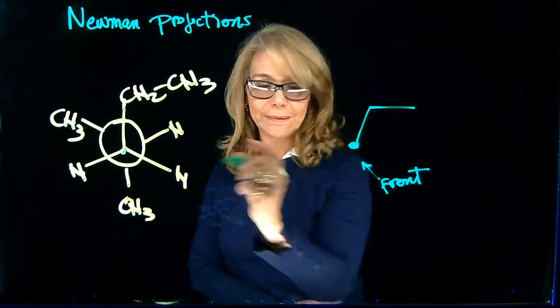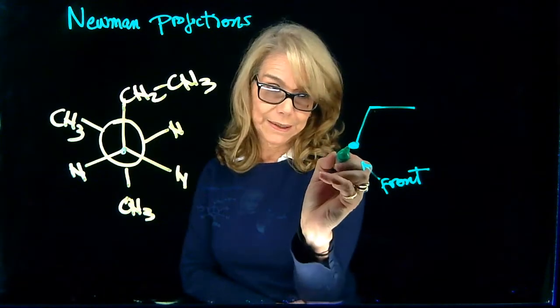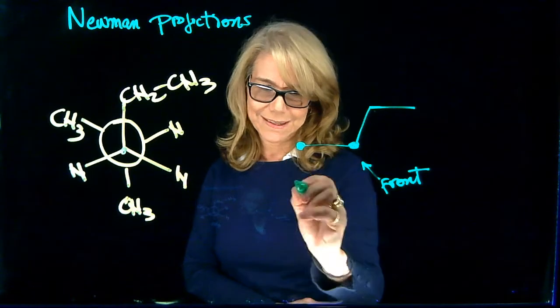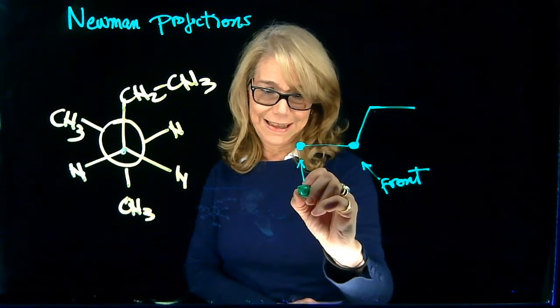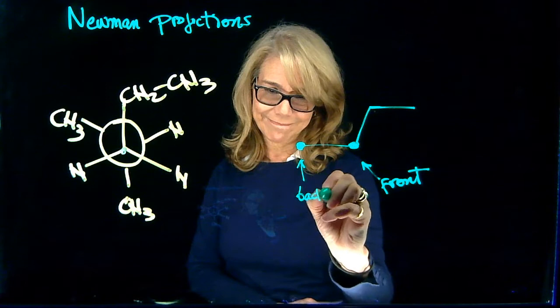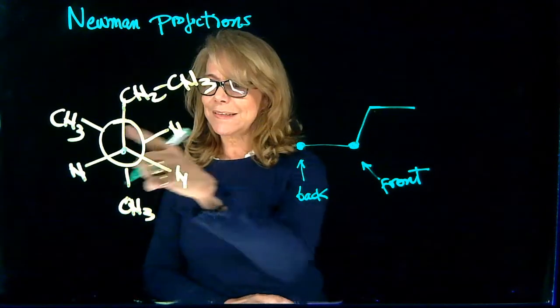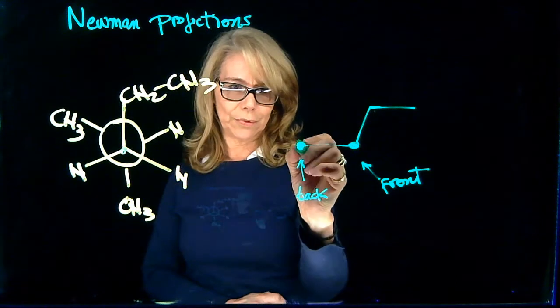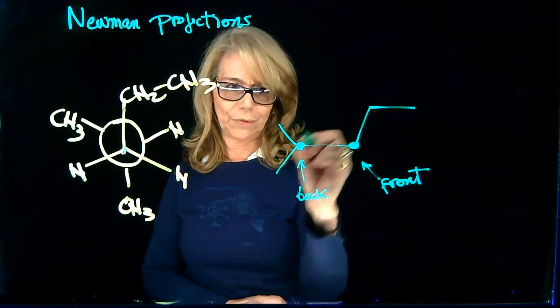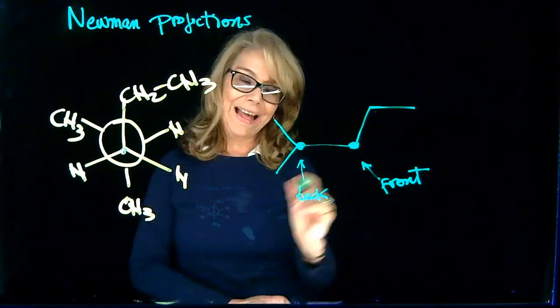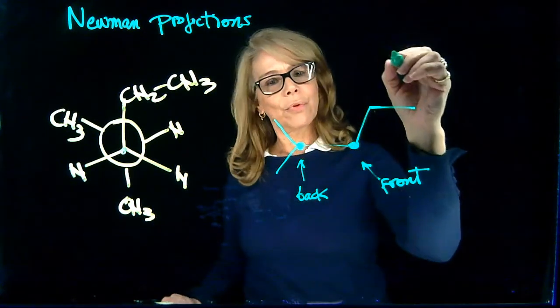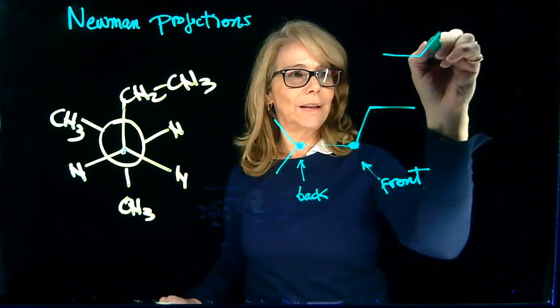Then the carbon in the back, I don't see it here, but I need to draw it. So I'm going to make this other circle, and that is a carbon in the back. But now, the carbon in the back has one methyl, two methyl groups. So that is the line structure. Redrawing it, it should look like that.